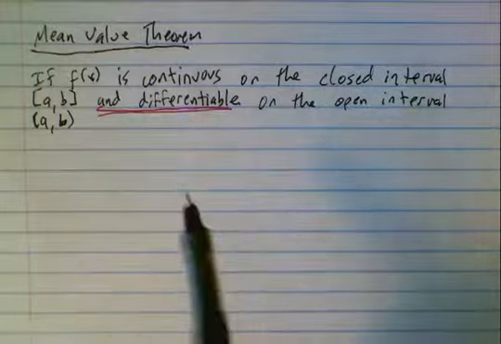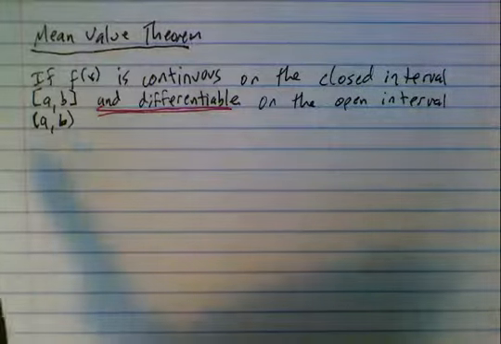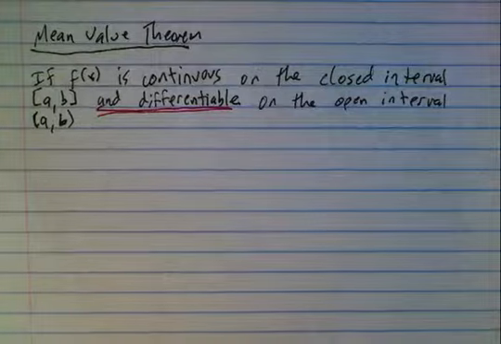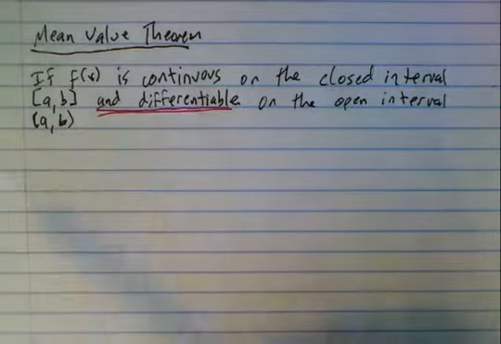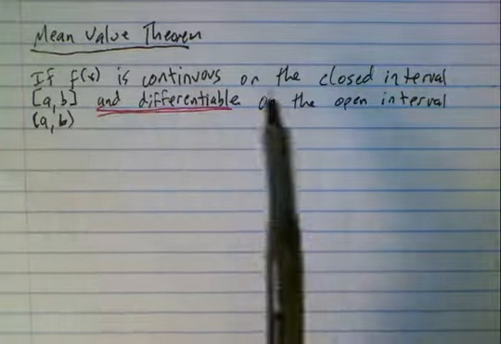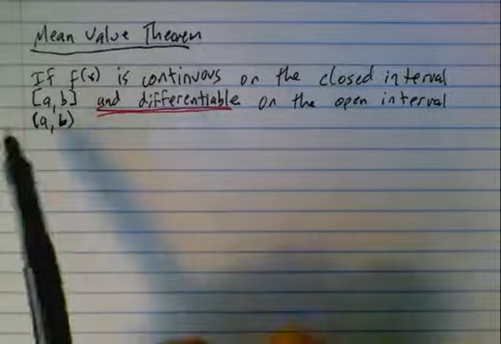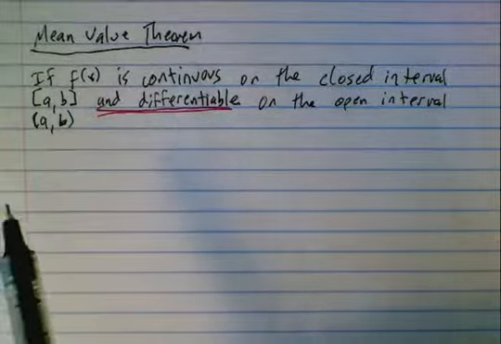Now notice that it doesn't have to be differentiable at the endpoints, simply because if those endpoints are actual endpoints, then there is no derivative, there's no single tangent line at that point. But it's okay, it's just got to be differentiable in between the two endpoints. It's got to be continuous for the entire interval, including the endpoints.